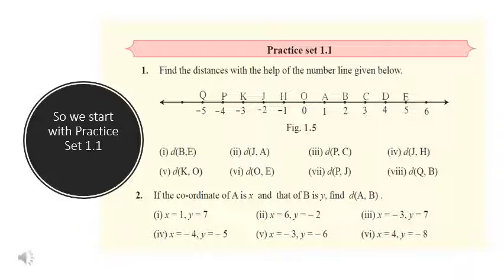So first question, they have asked us to find the distance between B and E. Now look at the coordinates of B first. It is 2 and coordinate of E is 5. Which is the bigger one? Yes, you're correct. The coordinate of E is the bigger one. So as I had told you in the earlier slides, coordinate of E minus the coordinate of B, which is 5 minus 2, which gives me 3.